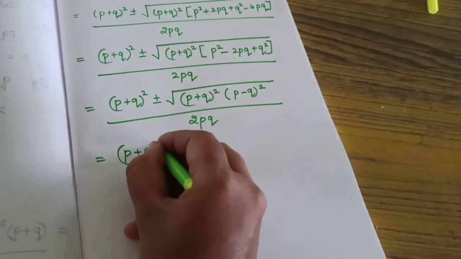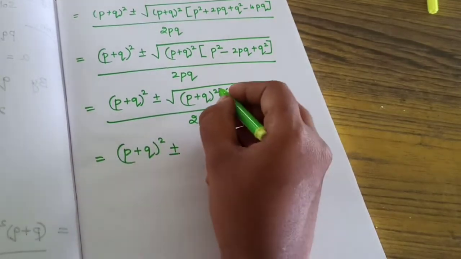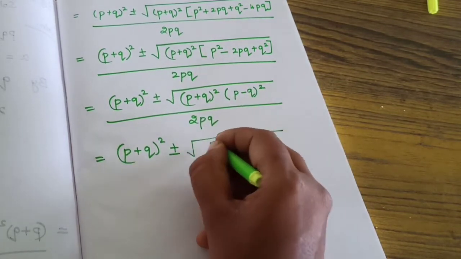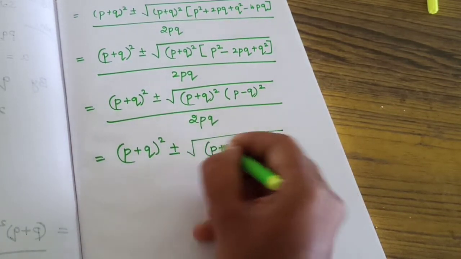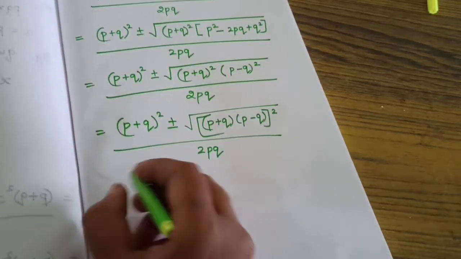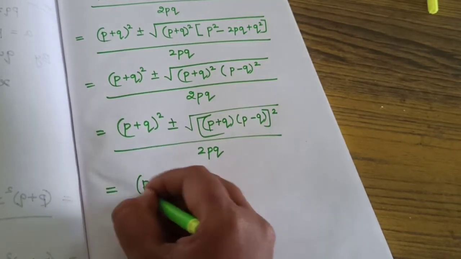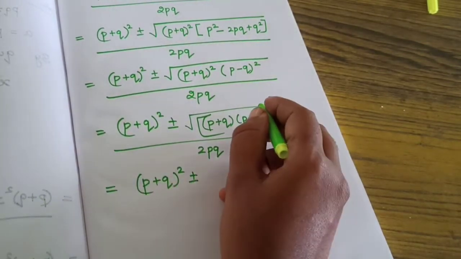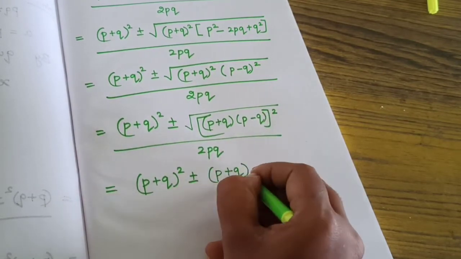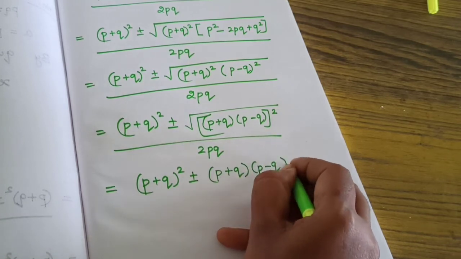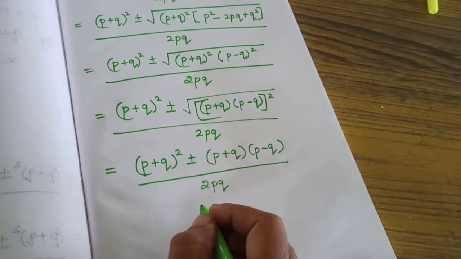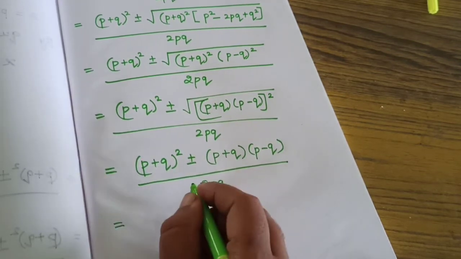Which is equal to p plus q the whole square plus or minus, here 2 square terms. Shall we take as common? Into common 1 square, the whole square. Now this square and root get cancelled. Very good. Which is equal to p plus q the whole square plus or minus, square and root get cancelled. So what is the answer? P plus q into p minus q by 2pq.